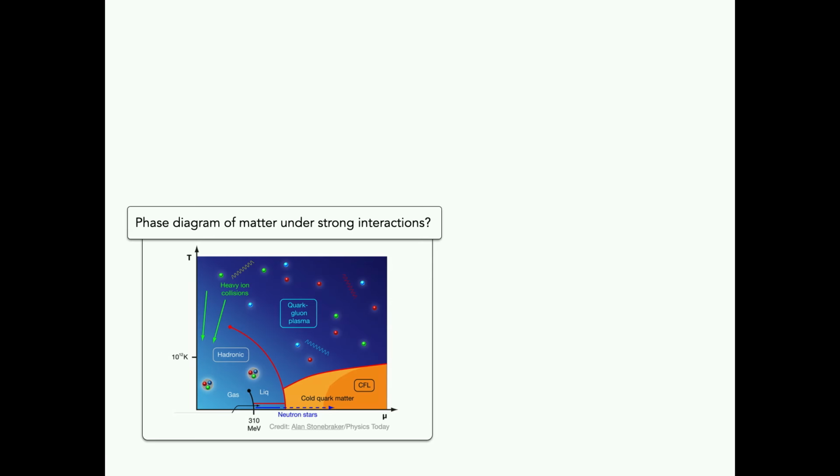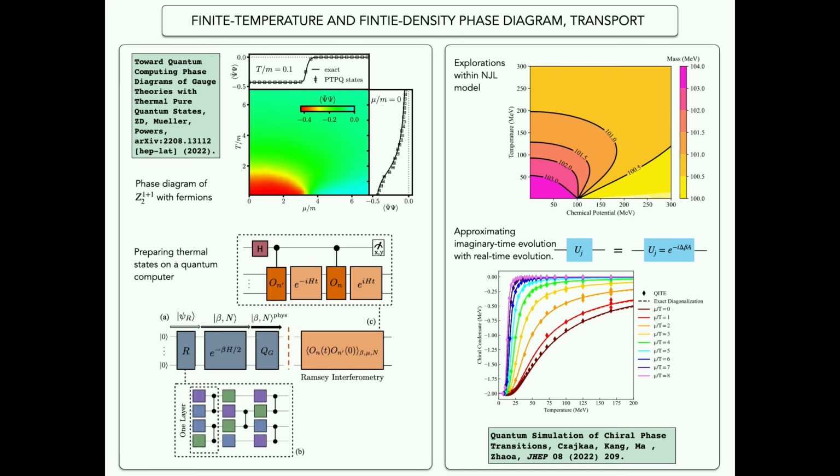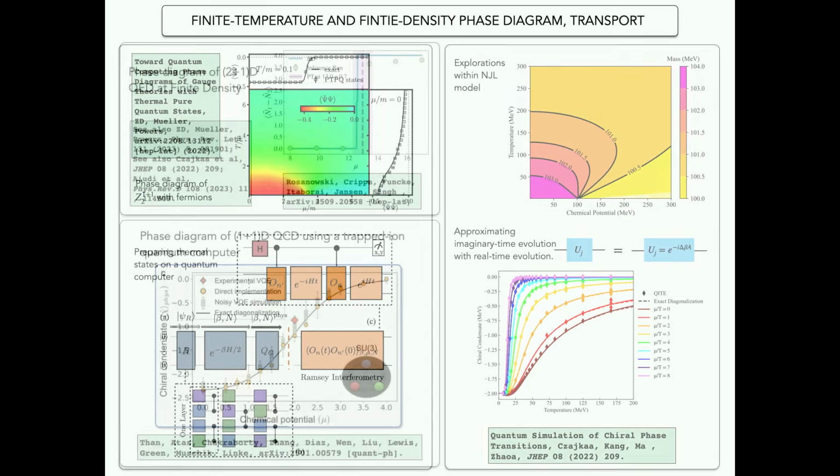We can start to look at the phase diagram of strong interactions. This sign problem, we can evade it with quantum computers. So these are examples of some gauge theory, a Z2 gauge theory phase diagram, and some quantum algorithms that would allow you to look at the phase diagram as a function of temperature and density. This is work from Zhangbu's group about chiral phase transitions in the presence of temperature and density. You can start to explore them with quantum algorithms as well.